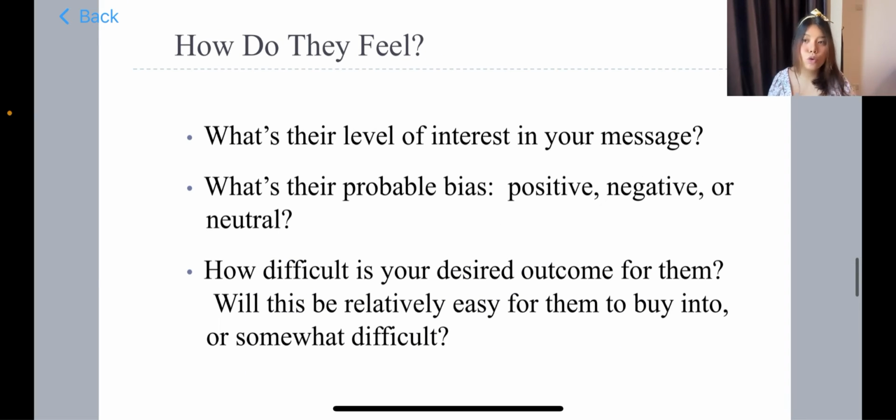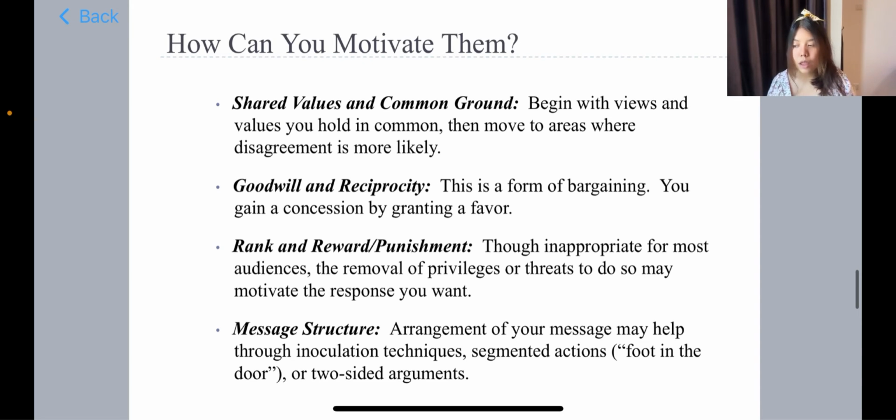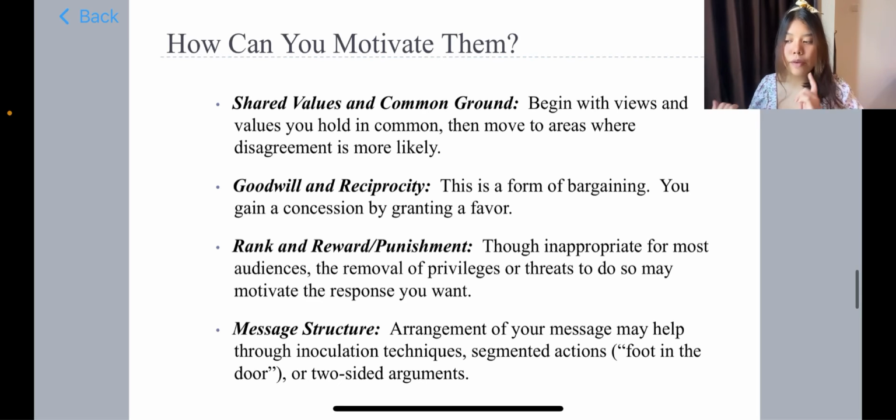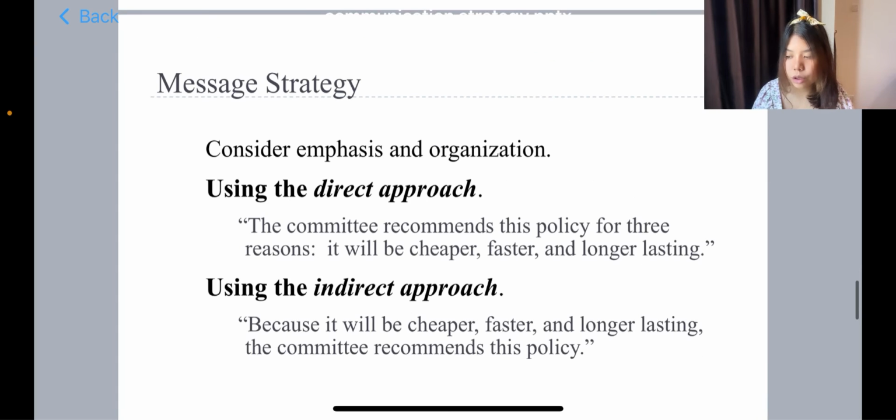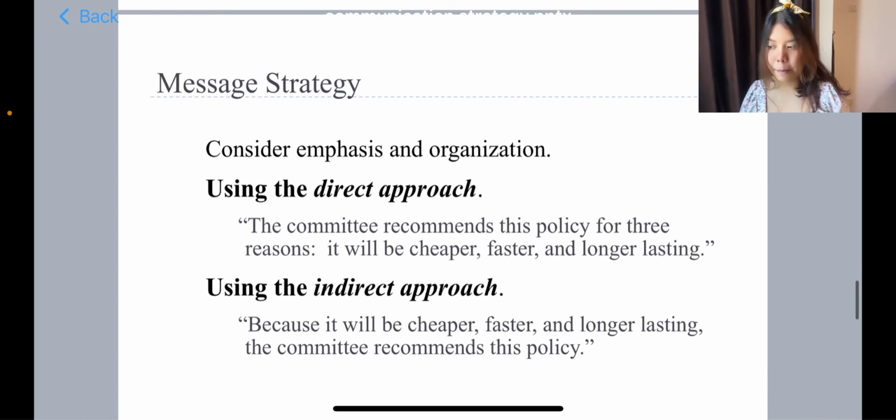So next, how do they feel? Like, what is their level of interest in your message? What's their probable bias? Is it positive, negative, or neutral? And how difficult is your desired outcome for them? Would this be relatively easy for them to buy into or somewhat difficult? So you must know how they feel. Next, how can you motivate them? The first one, you can motivate them by shared values and common ground. Next is goodwill and reciprocity. Next is rank and reward or punishment. Last is message structure.